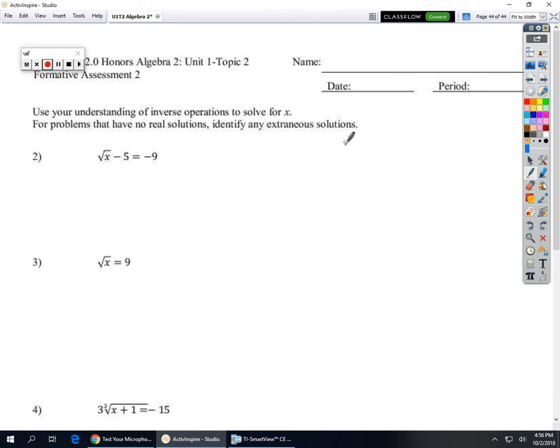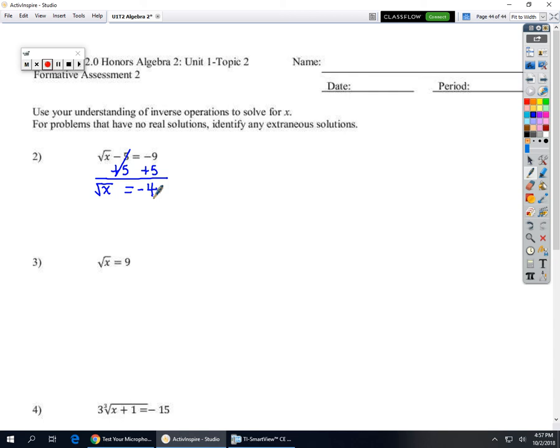So starting from number 2, I got square root of x minus 5 equals negative 9. Now, I'm trying to solve for my x. This minus 5 is in the way, so in order to cancel out that minus 5, I need to add 5 to both sides. Plus 5, plus 5. I didn't mess with that square root, so that square root of x comes down. Minus 5 and plus 5, they're inverses so they cancel out, equals negative 9 plus 5 is negative 4.